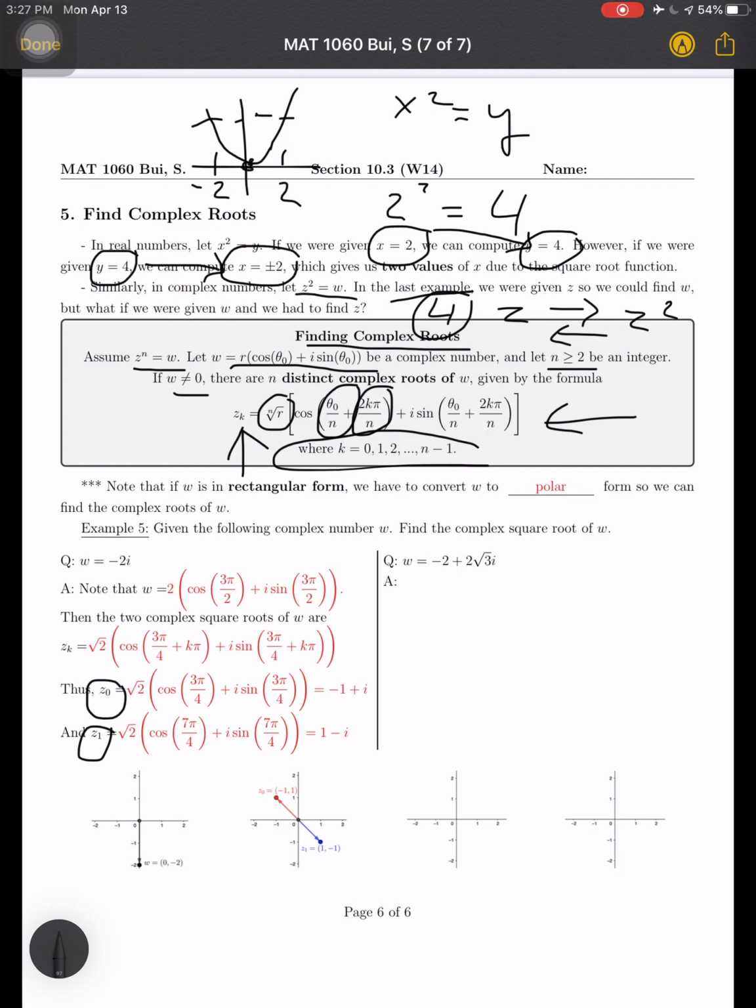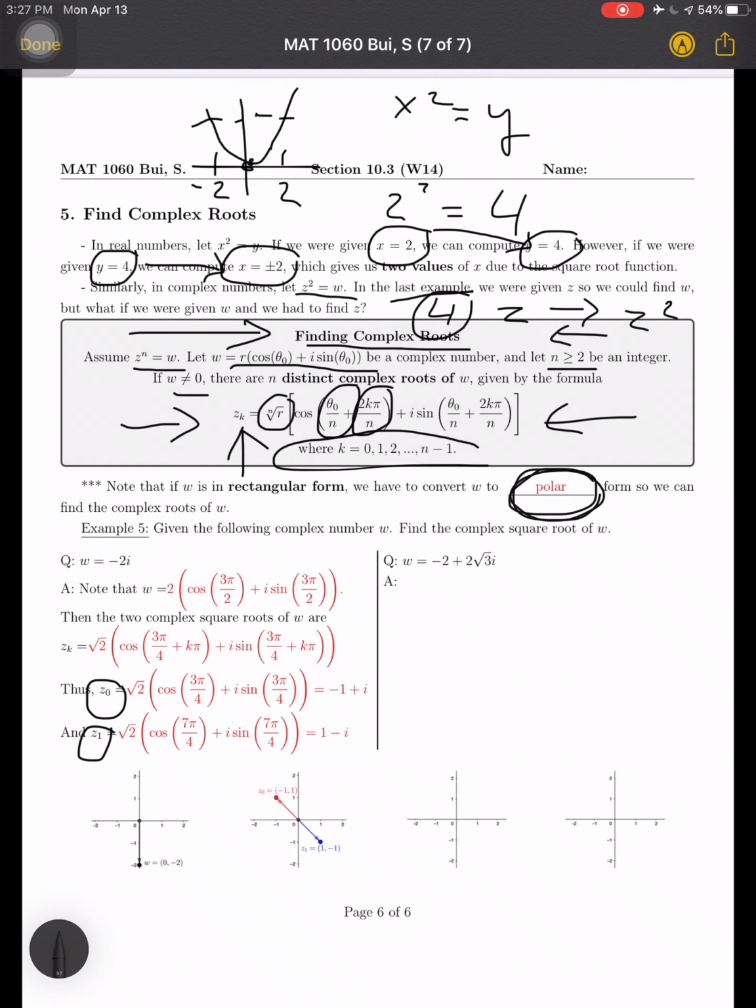And just like De Moivre's theorem in here, in order to apply this rule of finding the complex roots, you need your point to be in polar form, okay? So if you have the xy form or the rectangular form in here, that's a big no-no. You cannot apply this formula in here to find the complex roots right away. You have to convert it back to polar form, and then you can find the complex roots after that, okay?